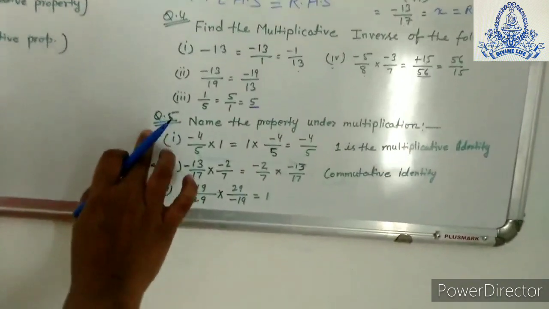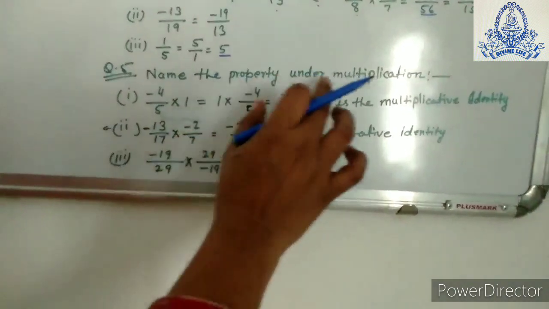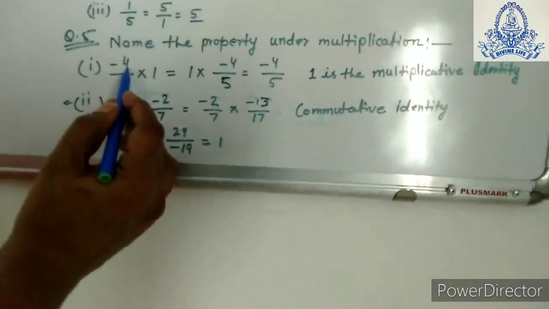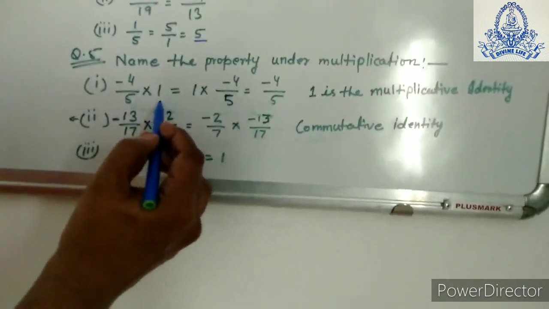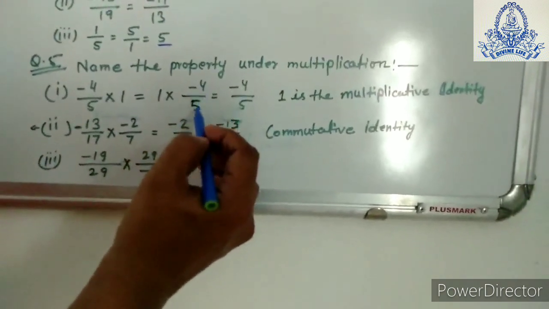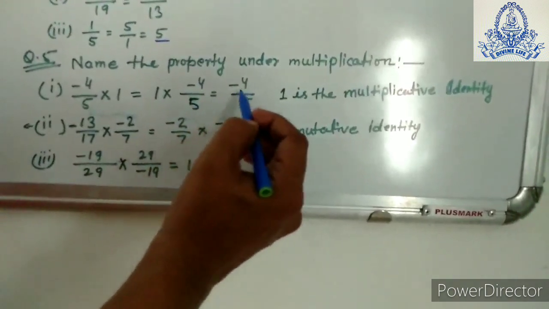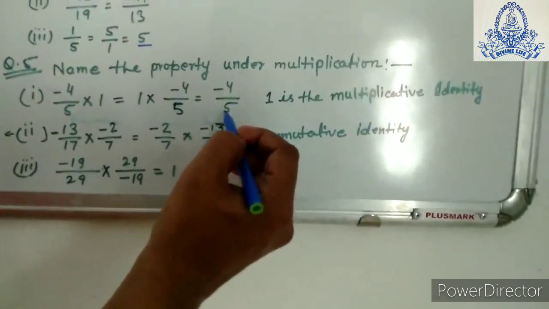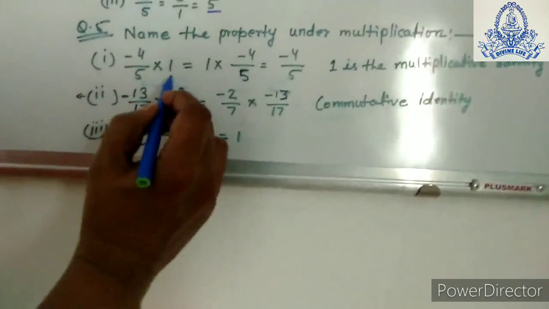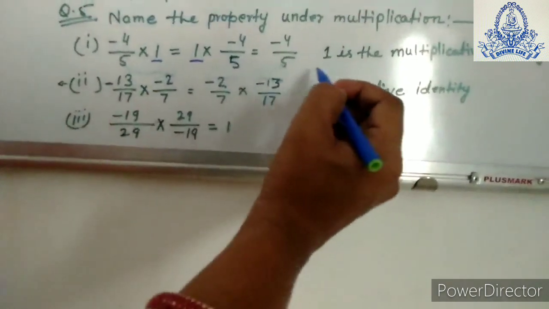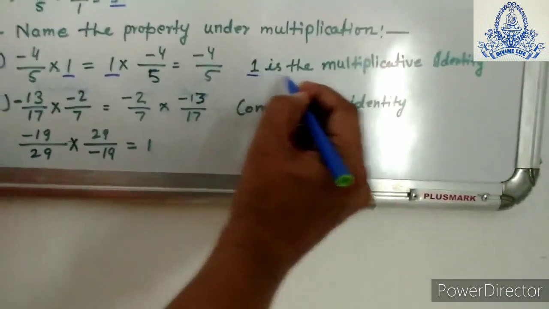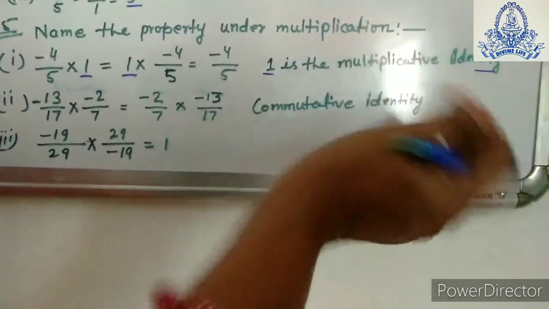In question number 5, name the property under multiplication. In number 1, minus 4 upon 5 is multiplied with 1, which equals 1 into minus 4 upon 5, which equals minus 4 upon 5. In a rational number, any number multiplied with 1 comes under the multiplicative identity, where 1 is the multiplicative identity itself.